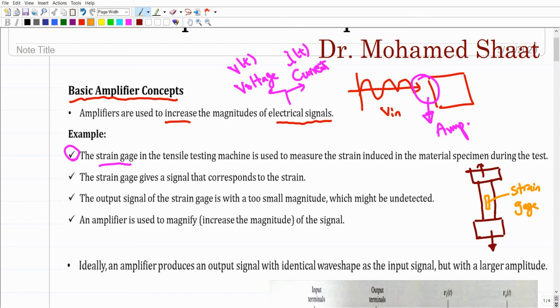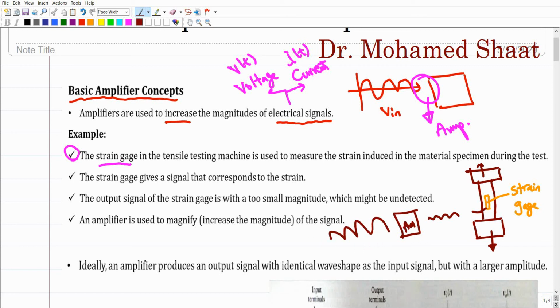So we have to magnify this very small signal so we can make use of it and detect the frequency properly, and this is what we need the amplifier for. The signal generated by this strain gauge is too small, with a small amplitude, so we have to apply an amplifier here. The amplifier is going to increase the amplitude of the signal so we can send it on.